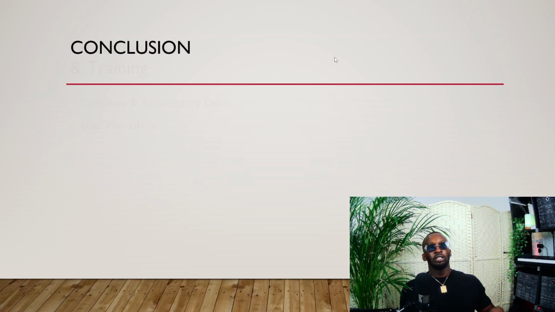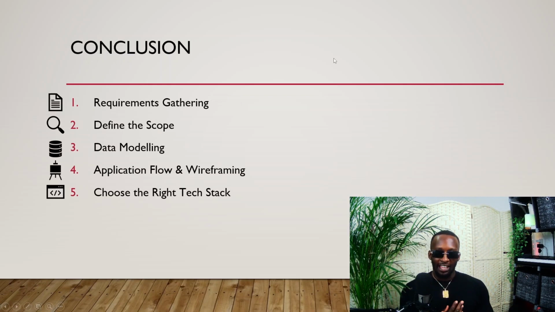So that's basically it, guys. We've gone through 10 different steps. These are the 5 steps from last week. I'm sure you'll remember, and if you've not watched that video, I'll link it below. So requirements gathering, defining the scope, data modeling, application flow and wireframing, choosing the right tech stack. Man, we've gone through a lot, haven't we?